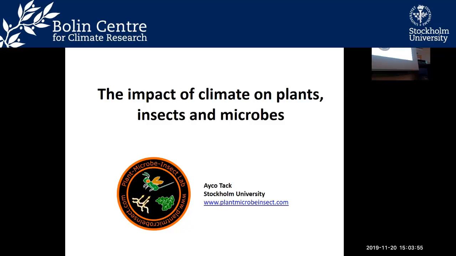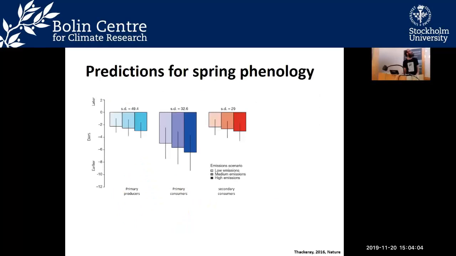But what may happen if the climate changes, or we have spatial variation in climate? What may happen with this oak seedling and everything that's associated with it? So this is some answer.